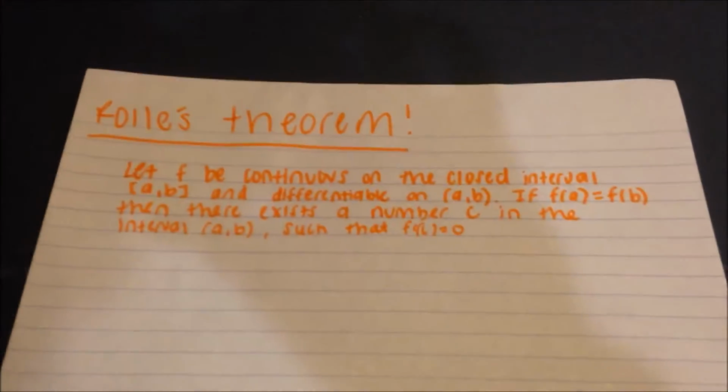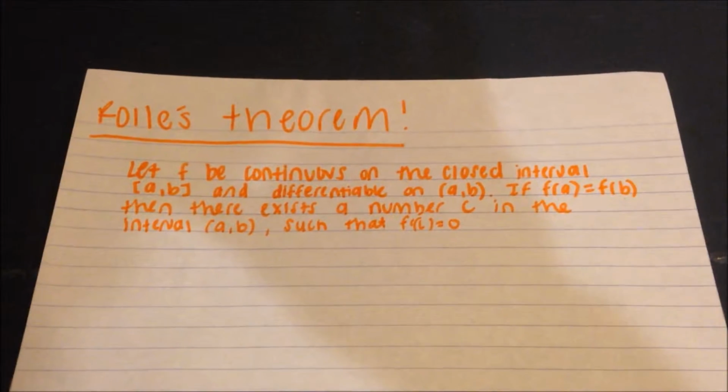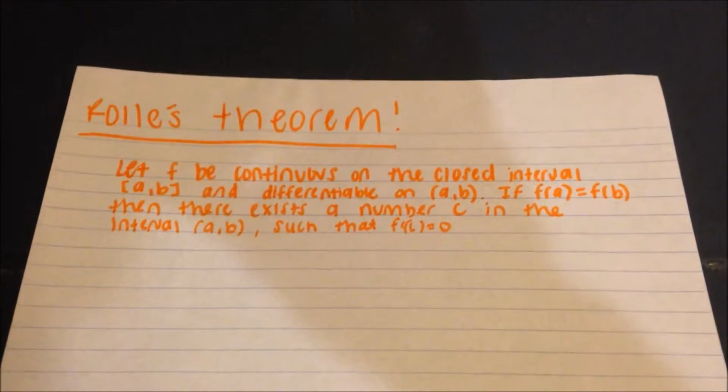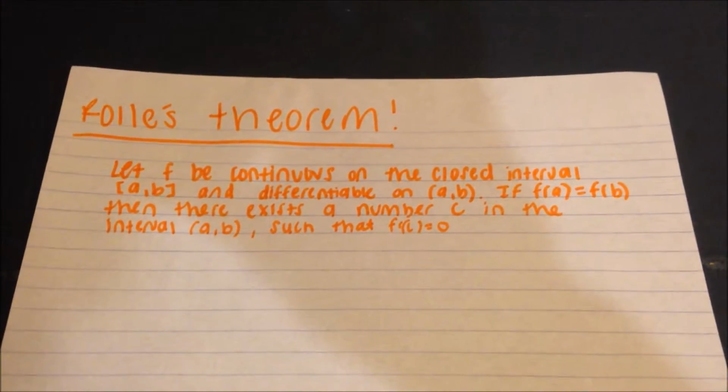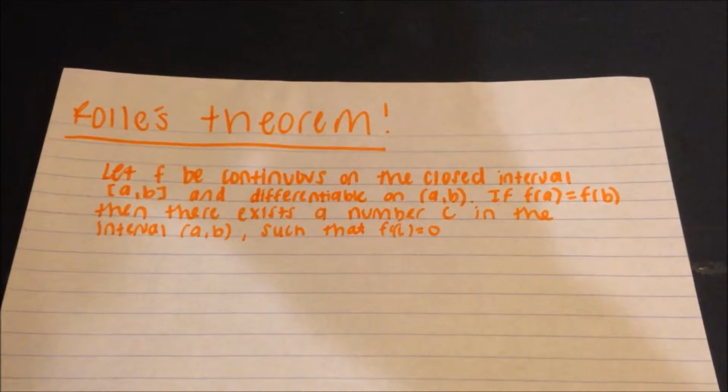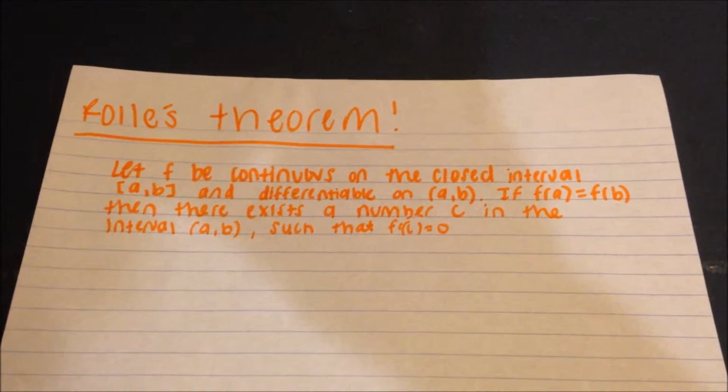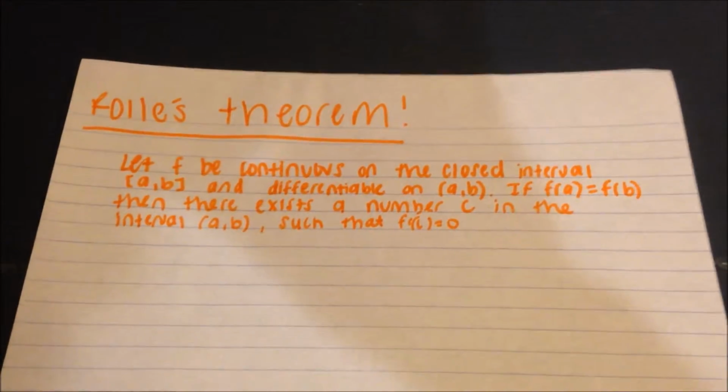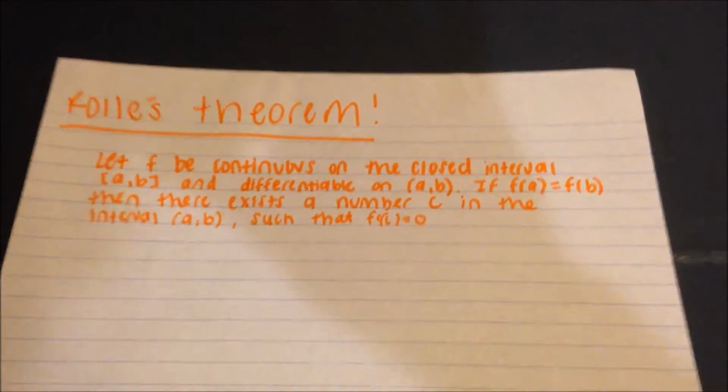Now we are going to learn Rolle's theorem. Okay, so here's Rolle's theorem. For Rolle's theorem, you need to let f be continuous on the closed interval from a to b and differentiable on a to b. If f at a equals f at b, then there exists a number c in the interval a to b such that f prime of c equals 0.